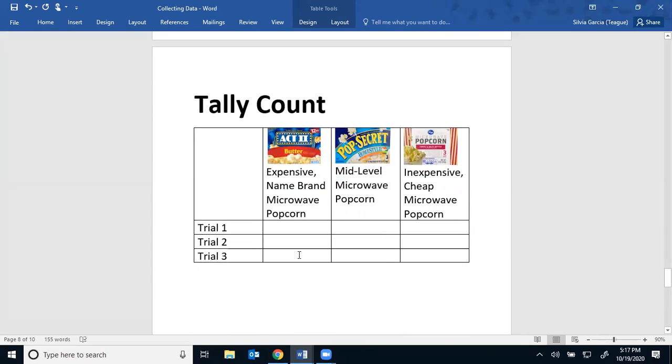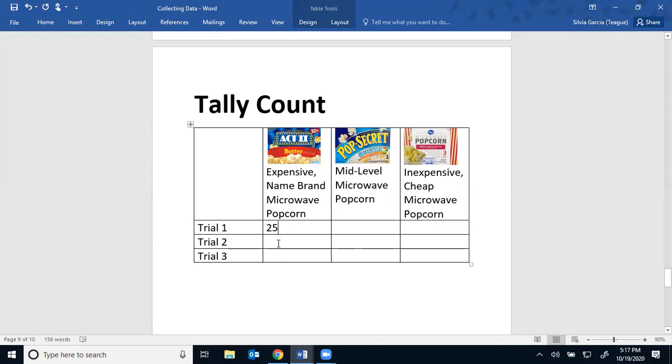Now, if I'm doing a count, I could do a tally count. Let's say that I'm looking at popcorn and I want to see which of these types of brands of popcorn leaves the least amount of unpopped kernels, which is not a good thing. You don't want unpopped kernels. If you happen to bite one, it's really hard on your teeth. You want all the kernels to pop open. So what you would do is, you would microwave it, each one for the same amount of time, open it, let it cool, and count the amount of kernels that were not popped.